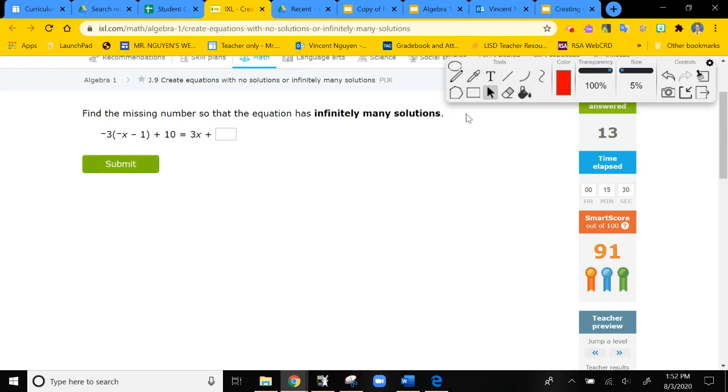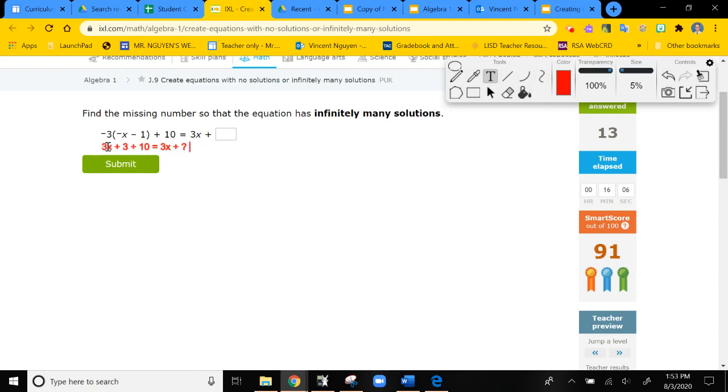This one is the same, I think. Let's work this one out because it's got way too many negatives there. So this actually becomes a positive 3x because it's negative 3 times negative x. Let me type it a little bit lower so you guys can see the original problem. So it's actually positive 3x and then plus 3 because negative 3 times negative 1 is 3, and then plus 10, right, equals to 3x plus question mark. Question mark is what numbers go in there, right?